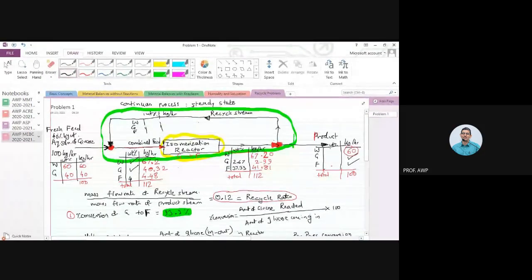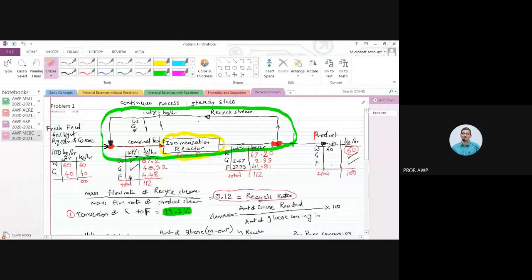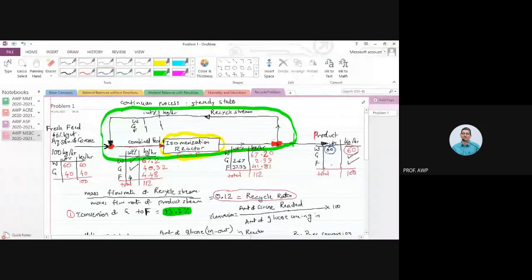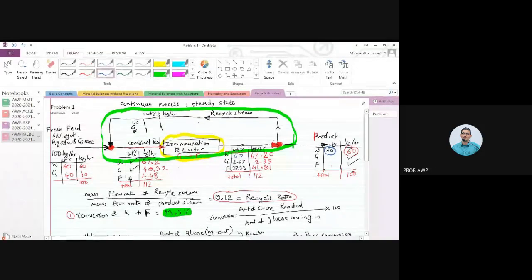So this is 68%. Do you agree with that? I have to use blue color. Yes, sir. Blue color. Okay, so 68%, right? If this is 68%, this also must be 68%, because it is the same stream that is split into two parts.